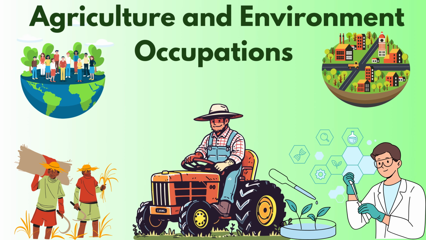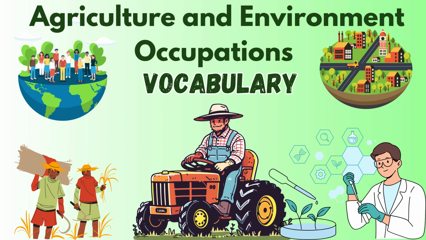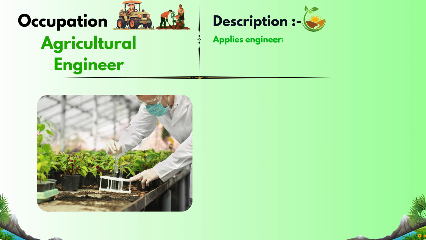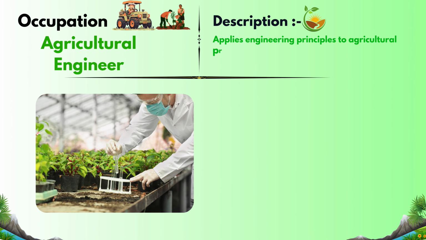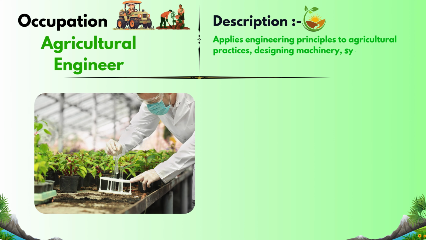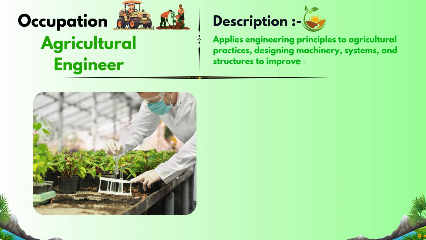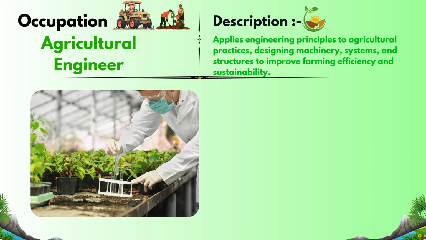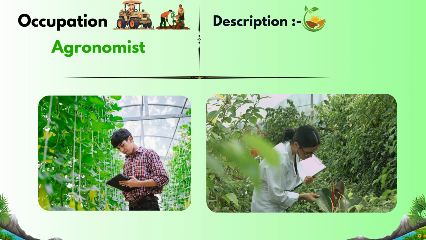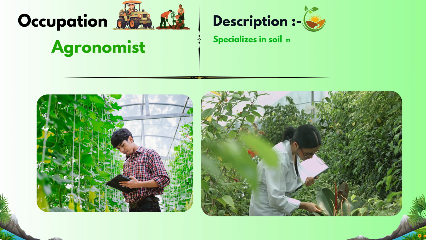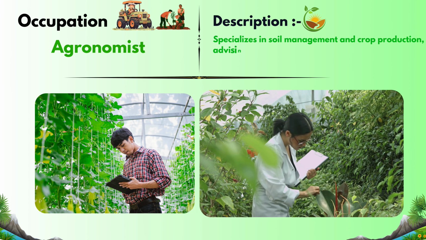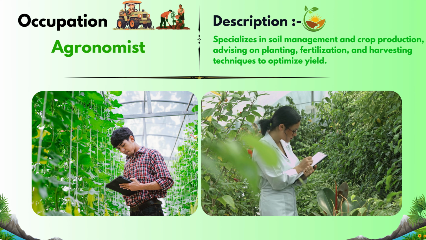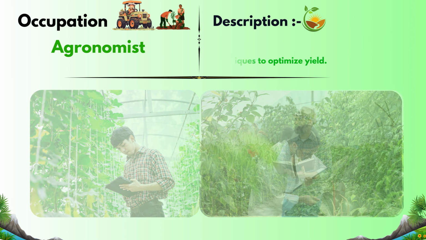Agriculture and environment occupations. Vocabulary. Agricultural engineer. Applies engineering principles to agricultural practices, designing machinery, systems, and structures to improve farming efficiency and sustainability. Agronomist. Specializes in soil management and crop production, advising on planting, fertilization, and harvesting techniques to optimize yield.